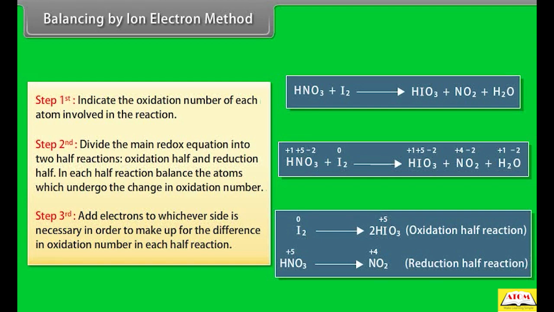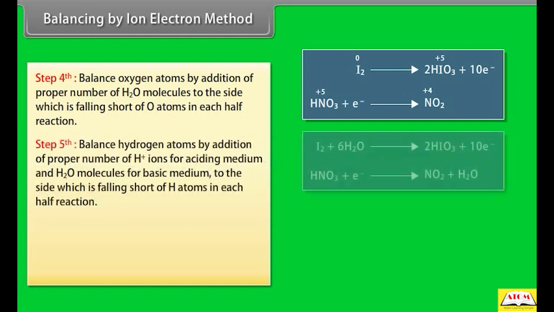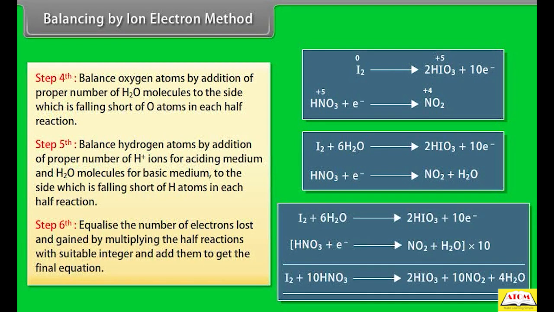Step fourth. Balance oxygen atoms by addition of the proper number of H2O molecules to the side which is falling short of O atoms in each half reaction. Step fifth. Balance hydrogen atoms by addition of the proper number of H+ ions for acidic medium and H2O molecules for basic medium to the side which is falling short of H atoms in each half reaction. Step sixth. Equalize the number of electrons lost and gained by multiplying the half reactions with a suitable integer and add them to get the final equation.